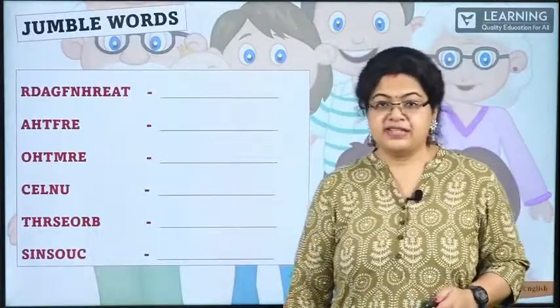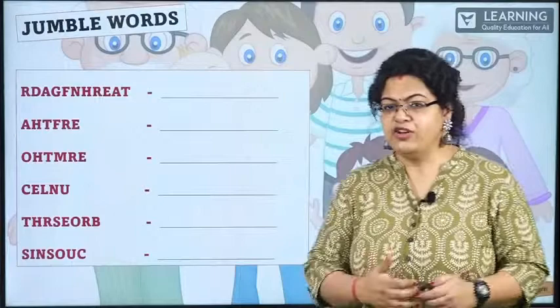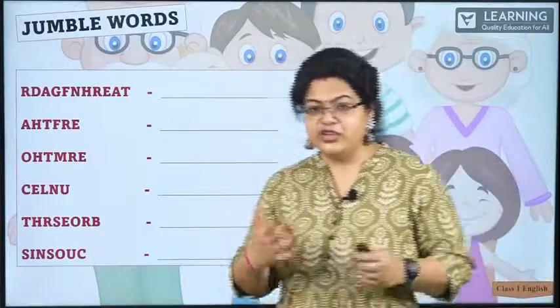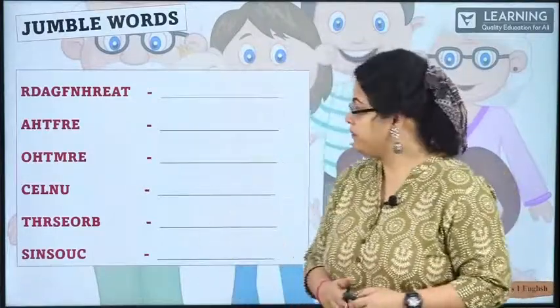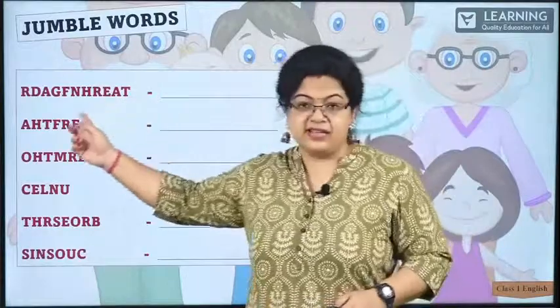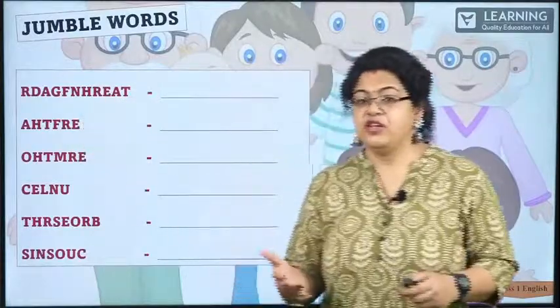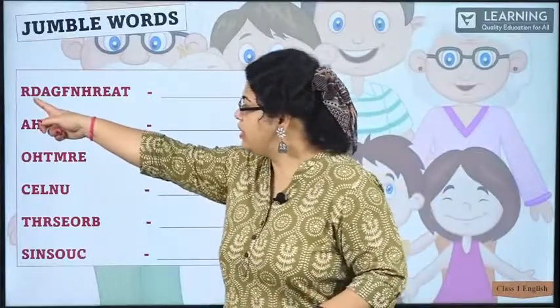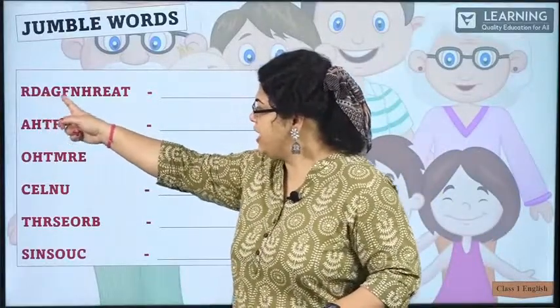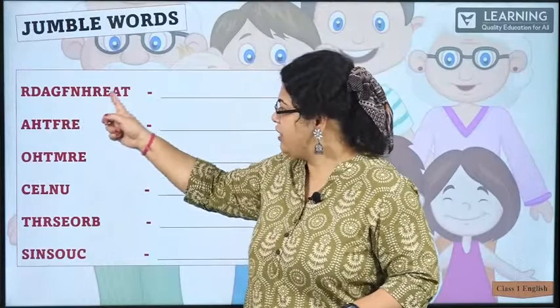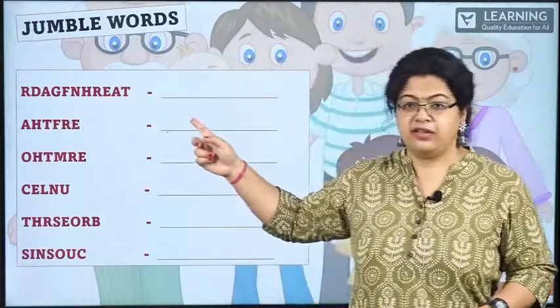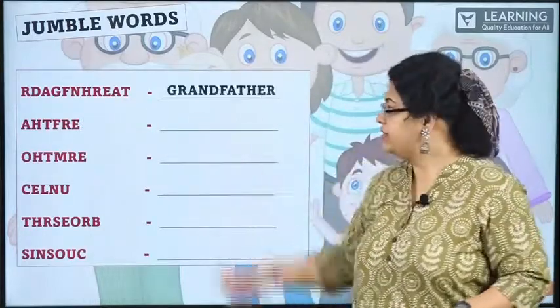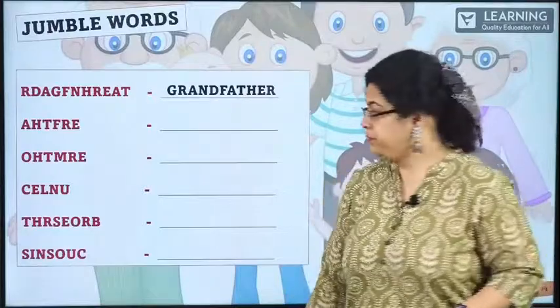Okay, the puzzle time, and you were very good at it, right? So do you remember the same thing? These are the jumbled letters. You have to unjumble them to the proper word. What word is this? R, D, A, G, F, N, H, R, E, A, T. You got it right. Grandfather.